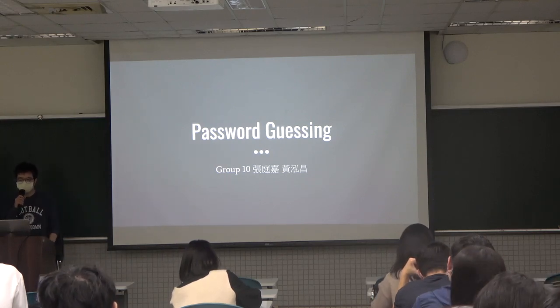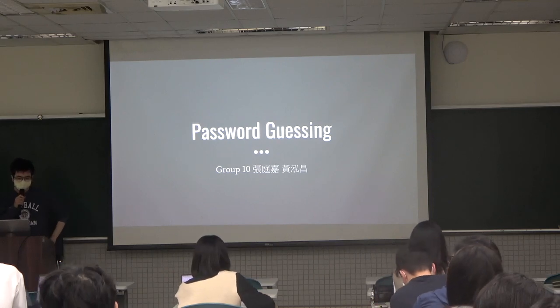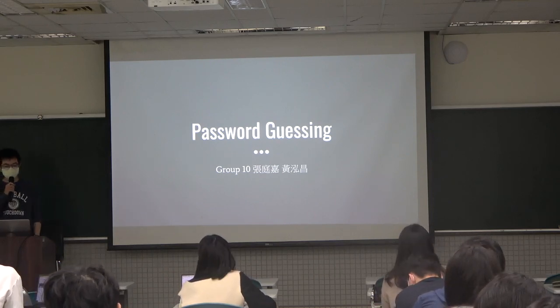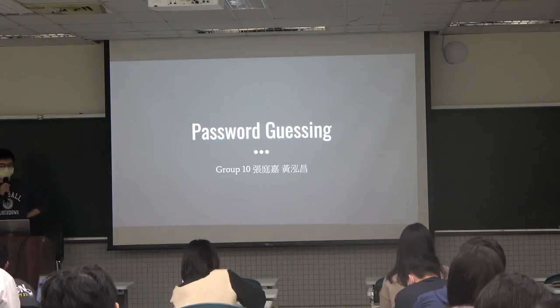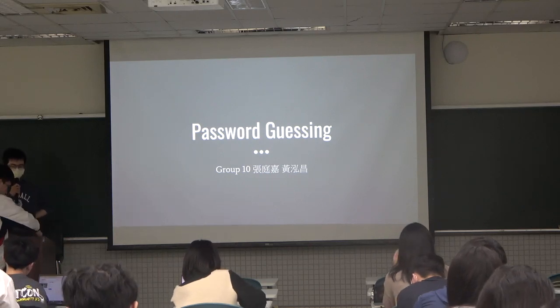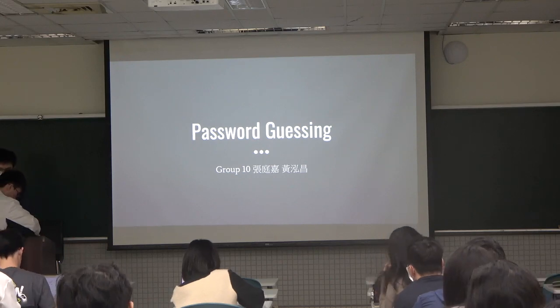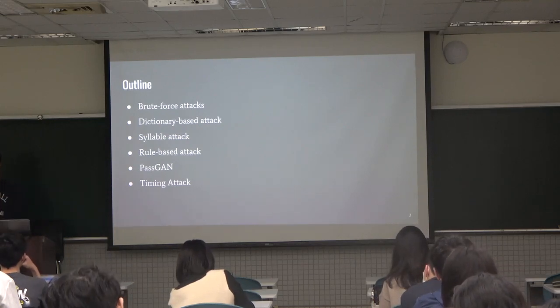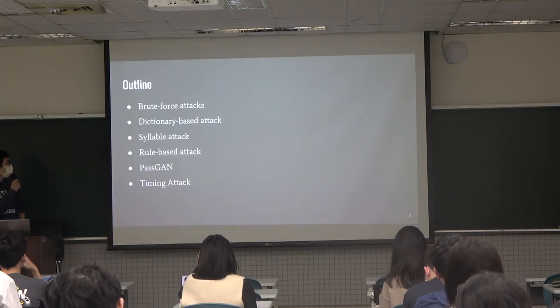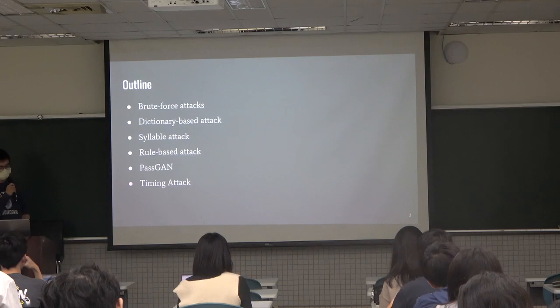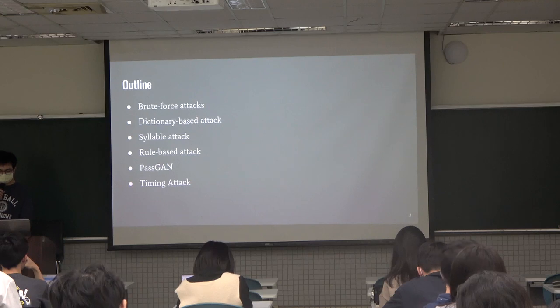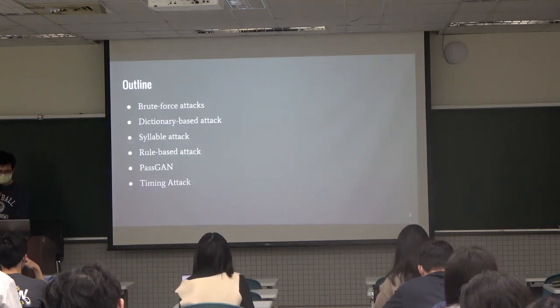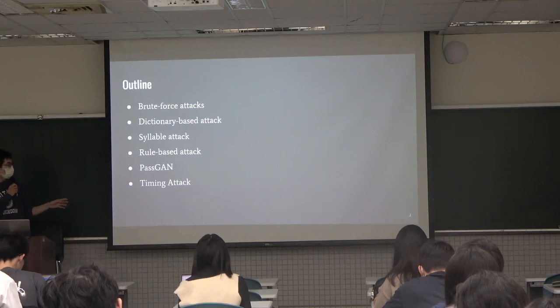Good afternoon, everyone. We are the good team, and our topic is password guessing. We will introduce some basic methods of password guessing and the latest neural network-based method. Here is the outline. As you can see, we will cover 4 basic methods for active password cracking: brute force, dictionary attack, syllable attack, rule-based attack, and introduce the latest neural network-based method, PassGAN. And last, we will introduce and demonstrate timing attack.